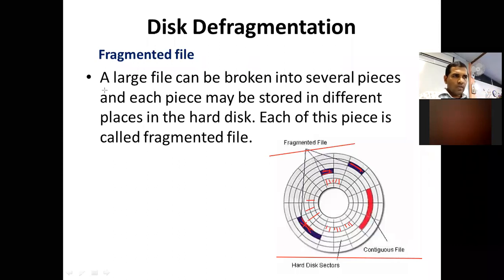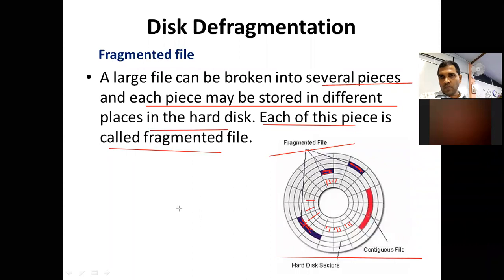Now read and understand. A large file can be broken into several pieces, and each piece may be stored in different places in the hard disk. Each of these pieces is called a fragmented file. Generally, a file is divided and saved in multiple parts. Every part is called a fragmented file, right? Fragmented files are possible because, as I mentioned earlier, we often delete and add new files, right?